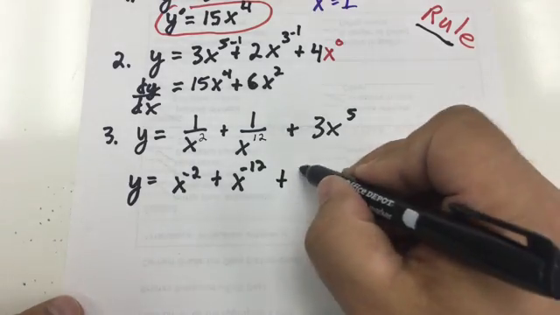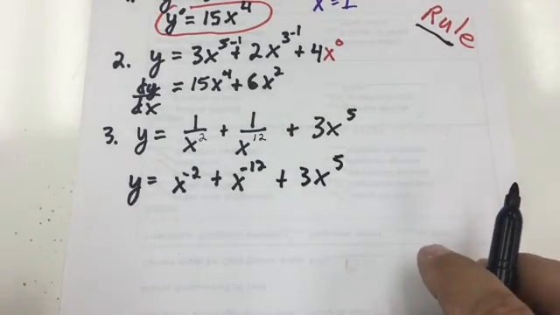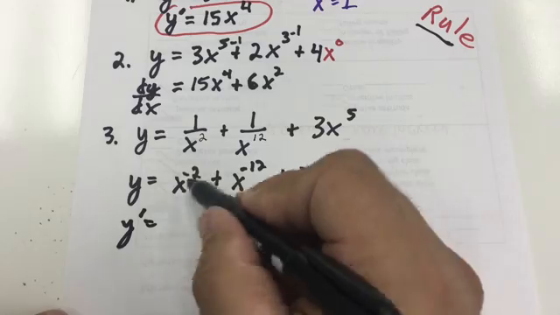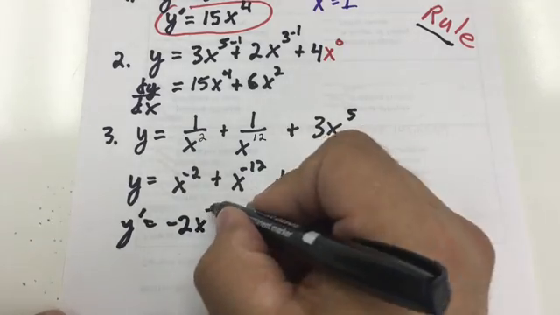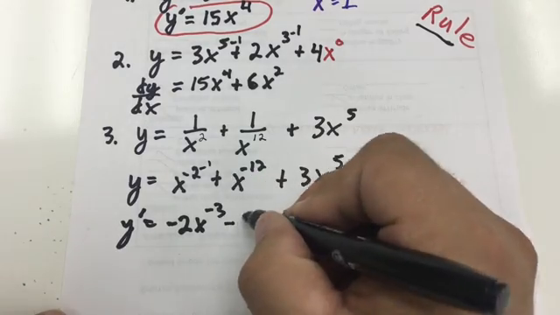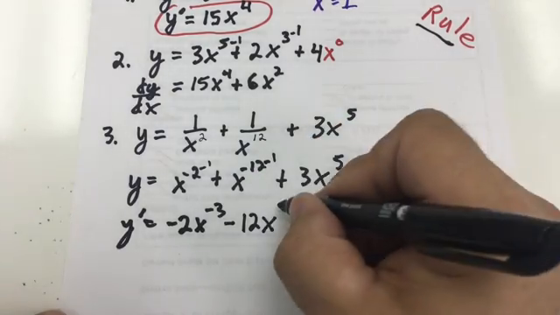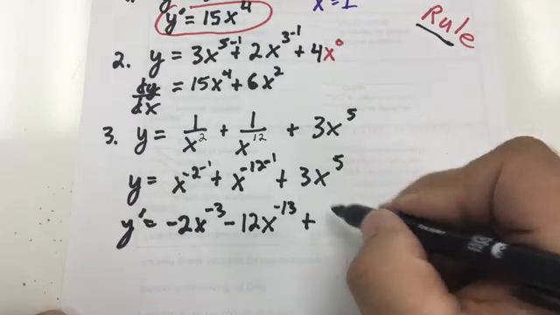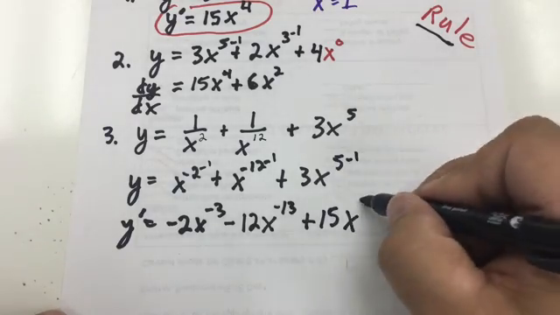Now, 3x to the 5th, we've been finding the derivative of that. It stays the same. It's not a fraction. So I'm going to say y prime equals negative 2x to the negative 3rd, because I have to subtract 1 from the exponent. Negative 12 times 1 is negative 12x, minus 1, to the negative 13, plus 5 times 3 is 15, x minus 1, to the 4th.